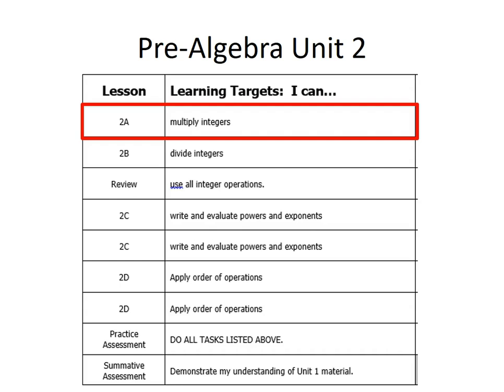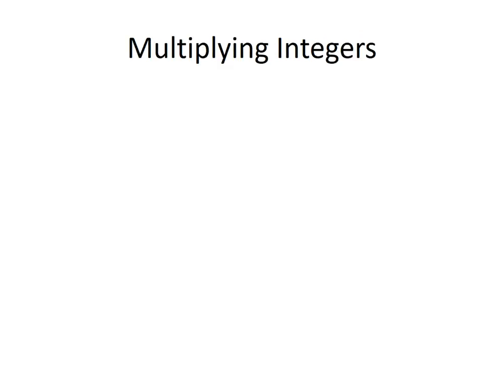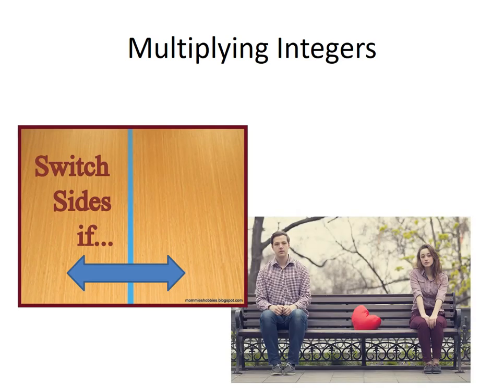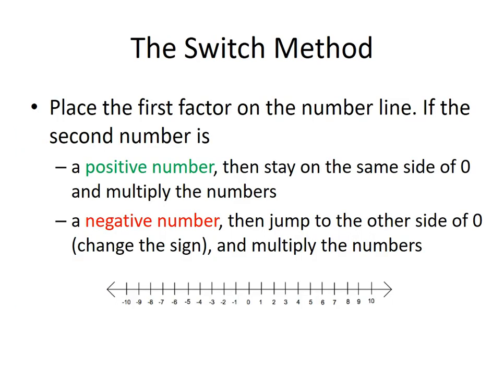This is Mr. Frank. We are starting Unit 2. Welcome to Unit 2, Multiplying Integers. So let's talk about this. We're going to talk about switching sides and dating. You ever think we talk about dating when we're talking about multiplication? Stay tuned. It's coming up. Let's start with switching sides.